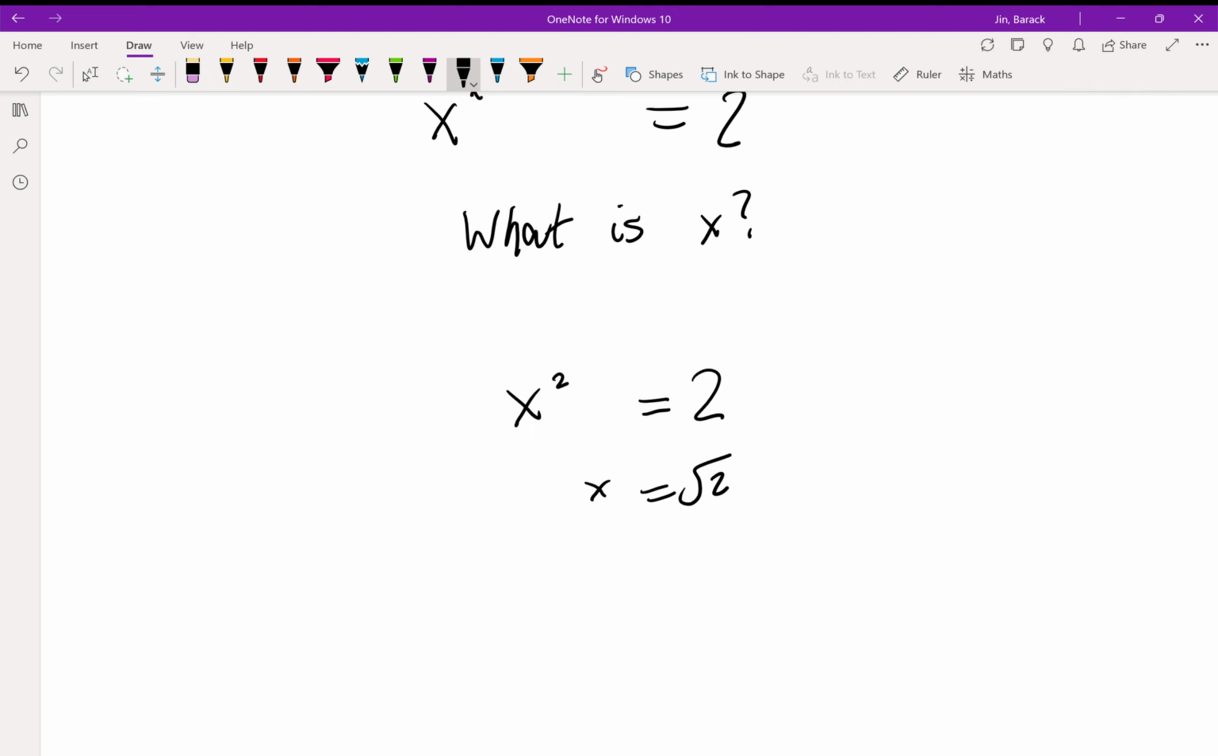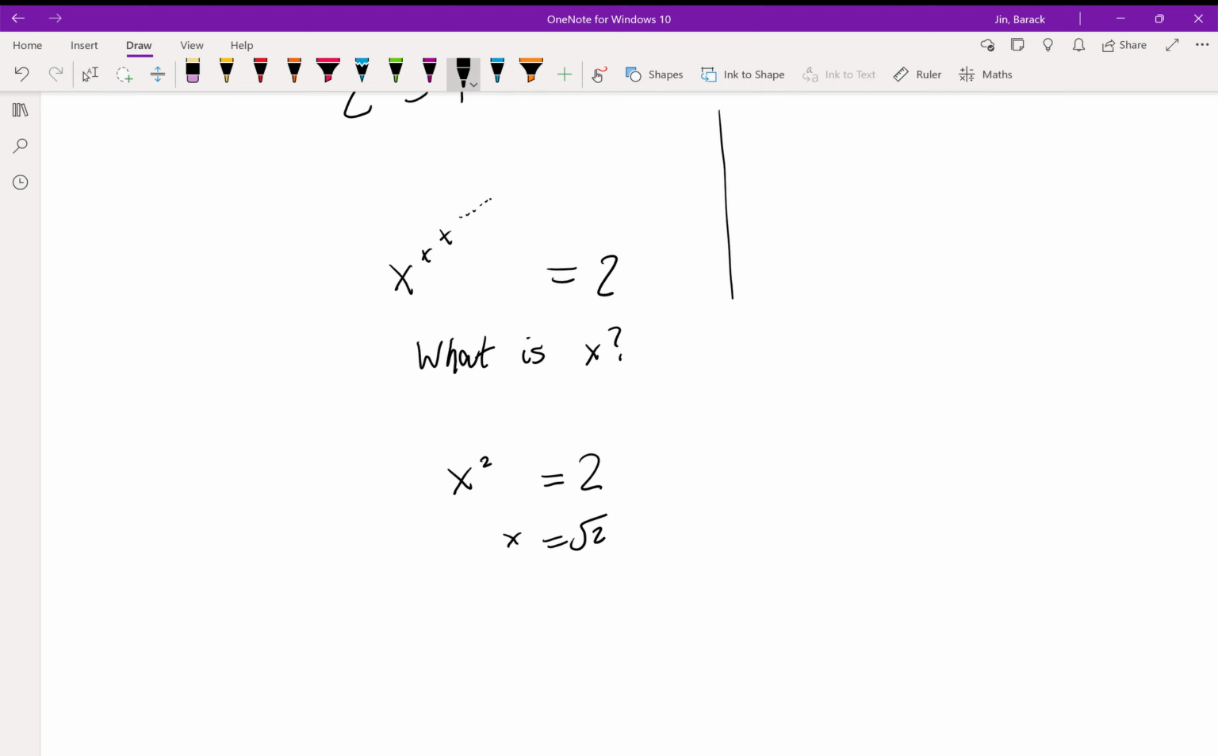Simple enough, right? That was a horrible line. Now, let's look at this same equation, except this time it's equal to 4. Now, x to the power of 4 is equal to 4. And again, we get x equals square root 2.